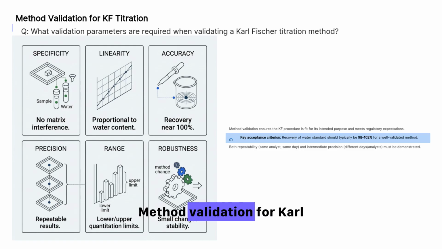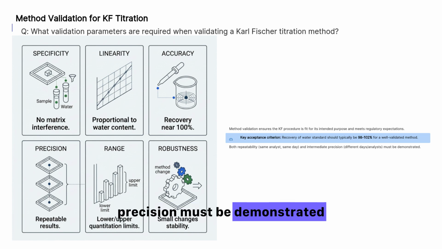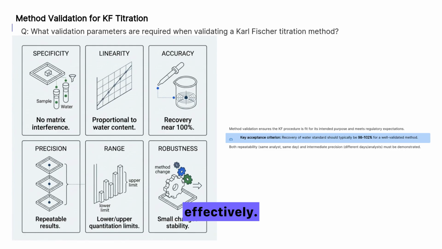Method validation for Karl Fischer titration ensures the procedure is suitable and meets regulatory standards. A key acceptance criterion is a water standard recovery of 98 to 102%. Both repeatability and intermediate precision must be demonstrated to validate the method effectively.